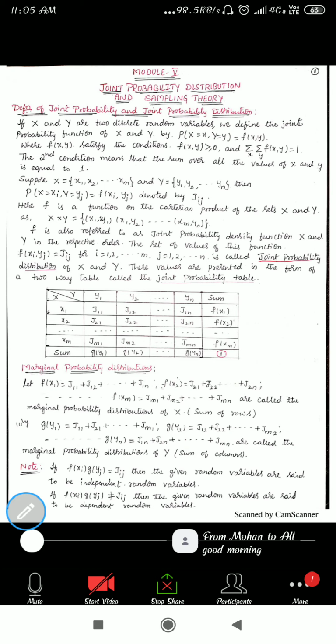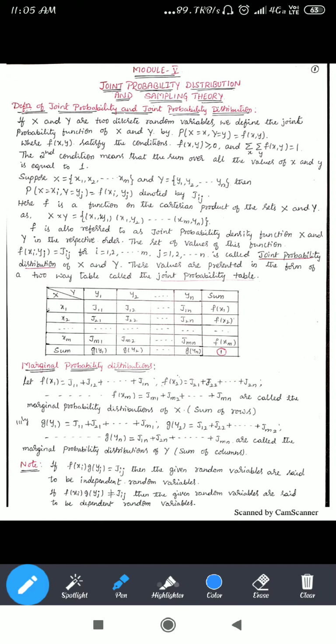So this is the fifth module, joint probability distribution and sampling theory. So in this class, we're going to see JPD, joint probability distribution. So what does this joint probability distribution mean? So there is a definition here.